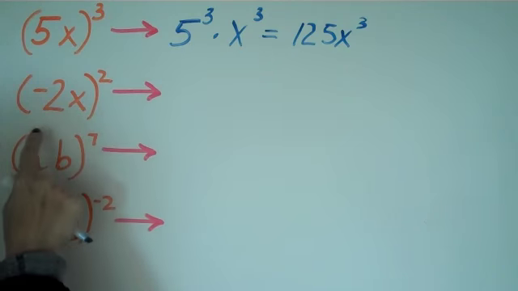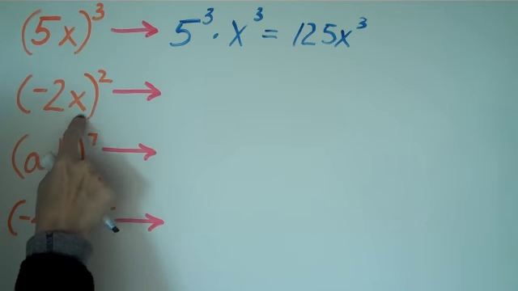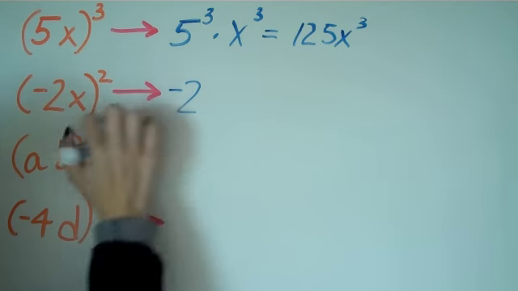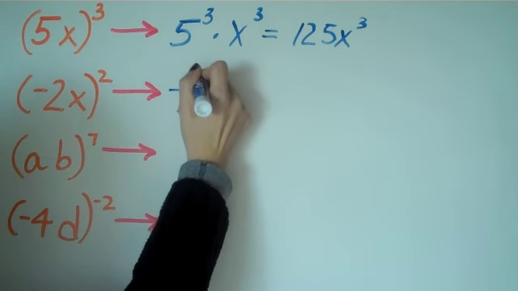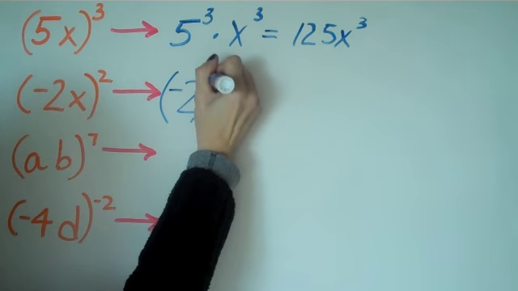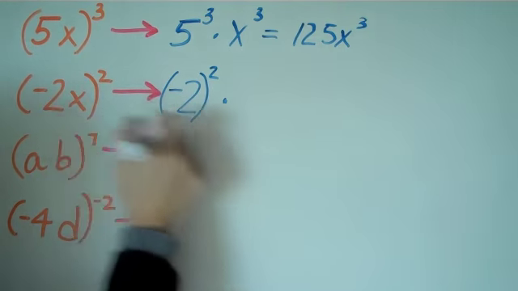Okay? Let's do another one. Negative 2x to the 2nd power. Well, that means negative 2 gets raised to the 2nd power, and we're going to put those parentheses in because the 2 is within the parentheses, times x to the 2nd power.